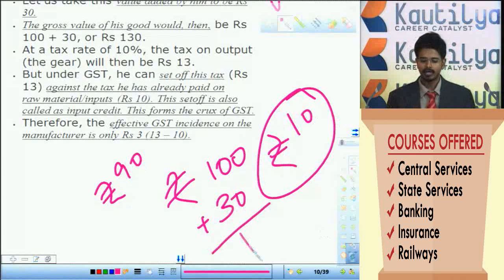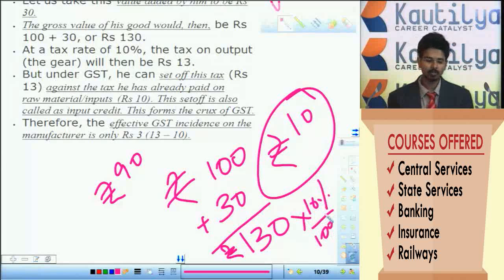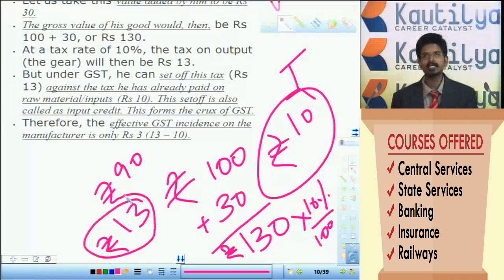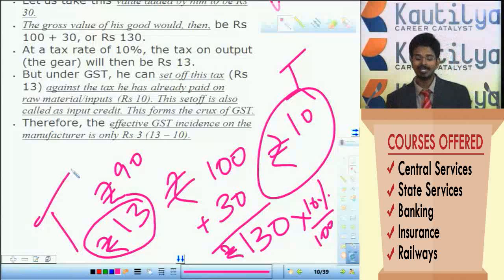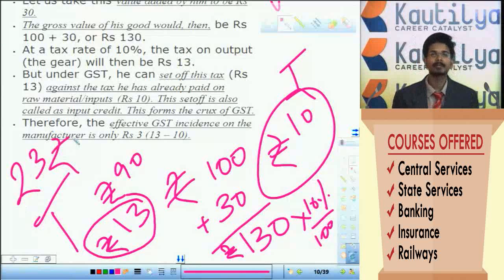So the value of the product is 130. If a tax of 10% is levied on this 130 rupees, it is going to amount to 13 rupees. Here you can see the cascading effect. This person has already paid a tax of 10 rupees on the raw materials, and again as an excise duty, an indirect tax, he is paying 13 rupees. So 10 plus 13, he is paying a total of 23 rupees. This is the cascading effect.